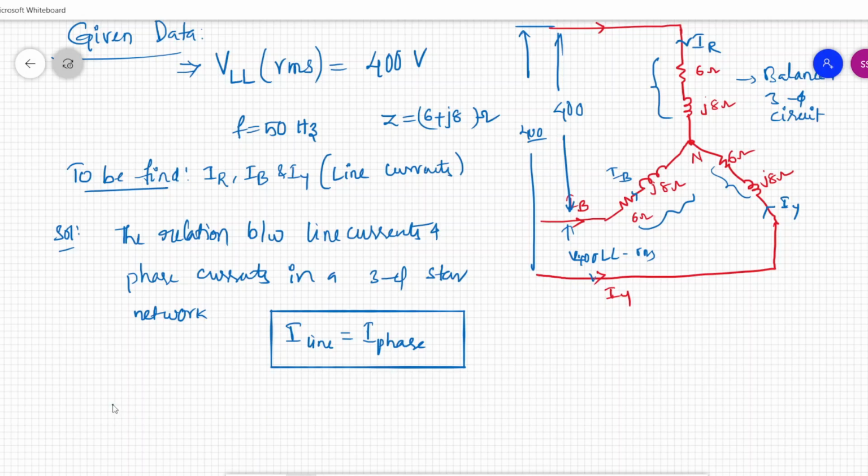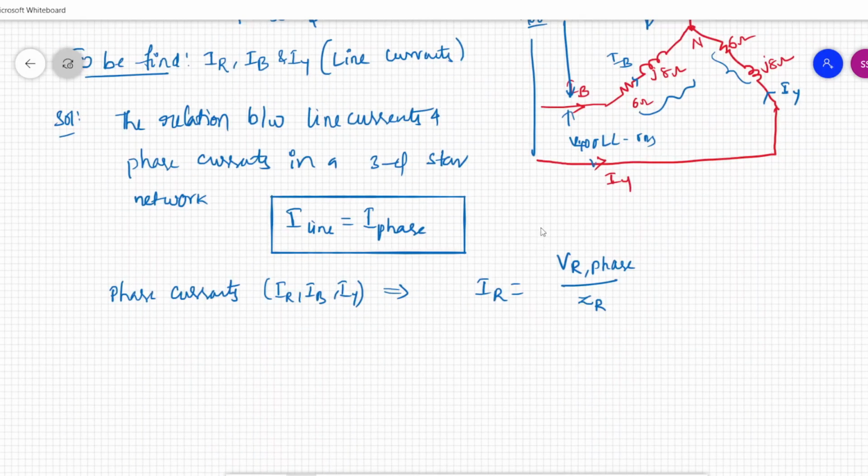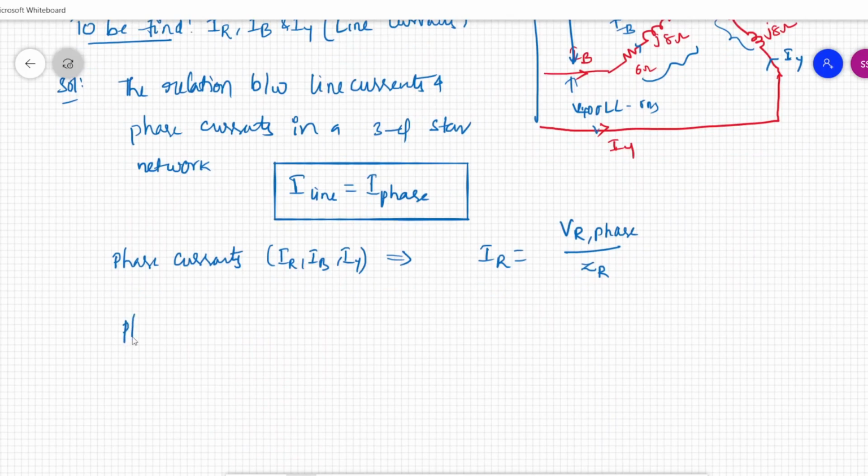So if you can find phase currents, you can equate the answer to line current. So let us find IR. IR is the phase current, which is phase voltage of R by its impedance, right? So VR phase voltage by ZR. Okay, so what is VR phase? The phase voltage of each and every phase. So now we need to find phase voltage for that.